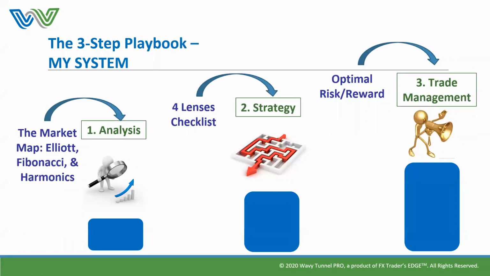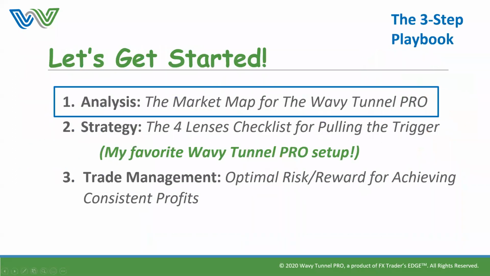So for the analysis, we look at the market map, which combines Elliott, Fibonacci, and Harmonics. And then the strategy that I'm going to show you is the 4 lenses checklist, although the strategy that I use and teach and that I'm going to offer you today is the Wavy Tunnel Pro strategy, which is just a terrific Elliott Wave, Fibonacci, Harmonics-based strategy. And then 3 is trade management using optimal risk reward. So let's get started with the market map.